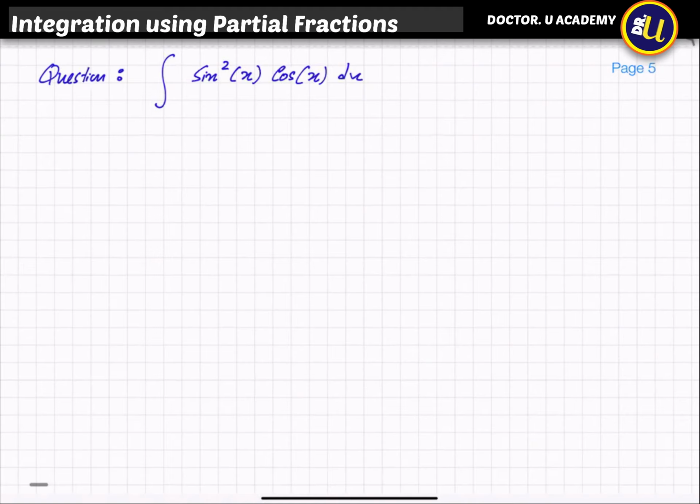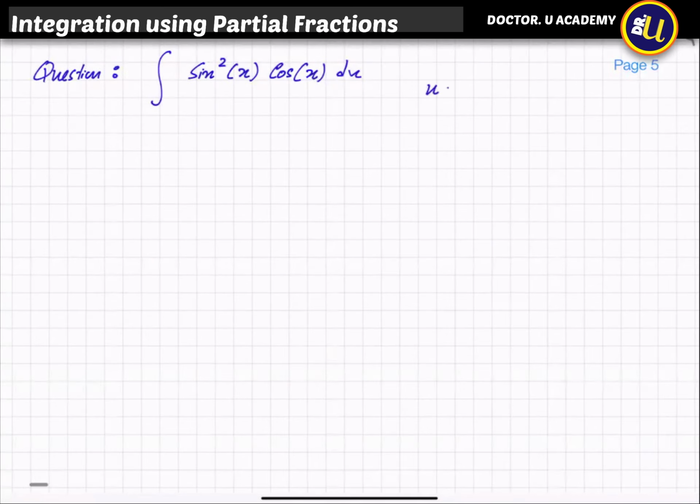Okay, so in this question we have to integrate sine squared x cos x dx. So what I will do, I will use substitution where u is equal to sine x. We'll see how this works.